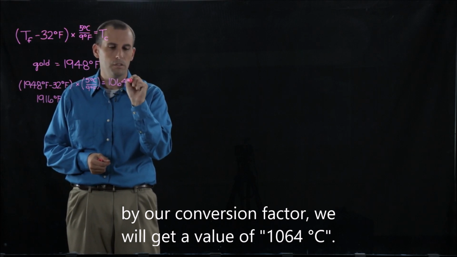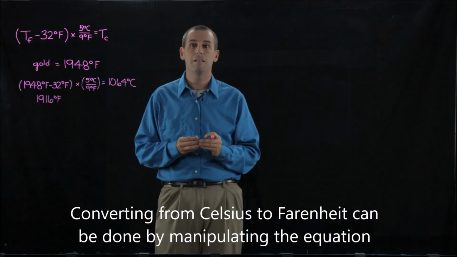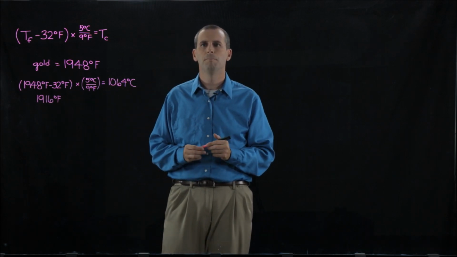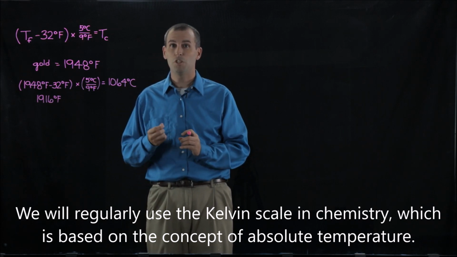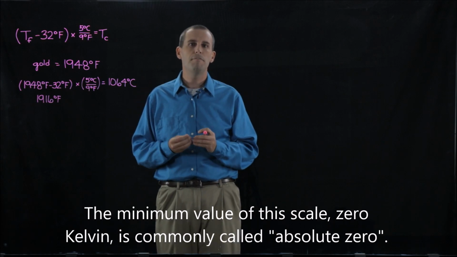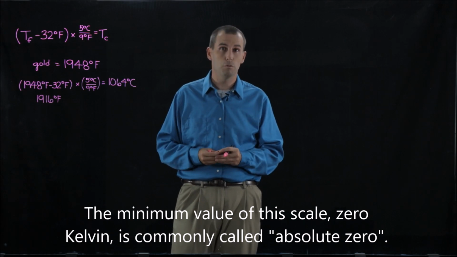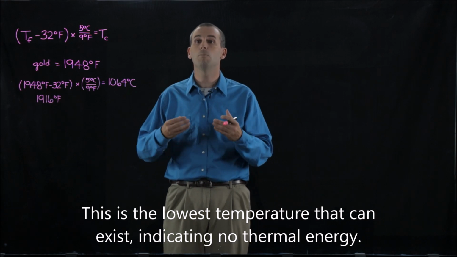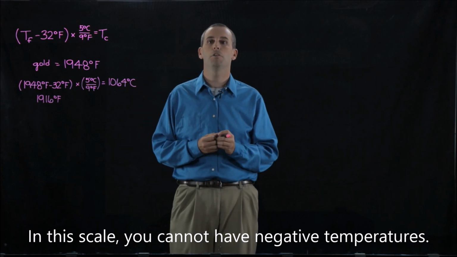1064 degrees Celsius. Converting from Celsius to Fahrenheit can be done by manipulating the equation, as was shown in a previous video. We will regularly use the Kelvin scale, however, in chemistry, which is based on the concept of absolute temperature. The minimum value of this scale, 0 Kelvin, is commonly called absolute zero. This is the lowest temperature that can exist, indicating no thermal energy. In this scale, you cannot have negative temperatures.